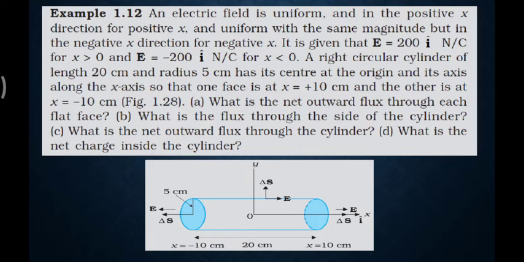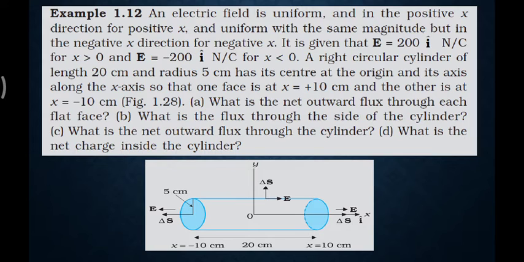An electric field is uniform, in the positive x direction of one magnitude, but in the negative x direction of another. It is very confusing. That's why I say the question is very confusing. There is one cylinder. From the center, this side is positive x and the other side is negative x, that is what they are saying.